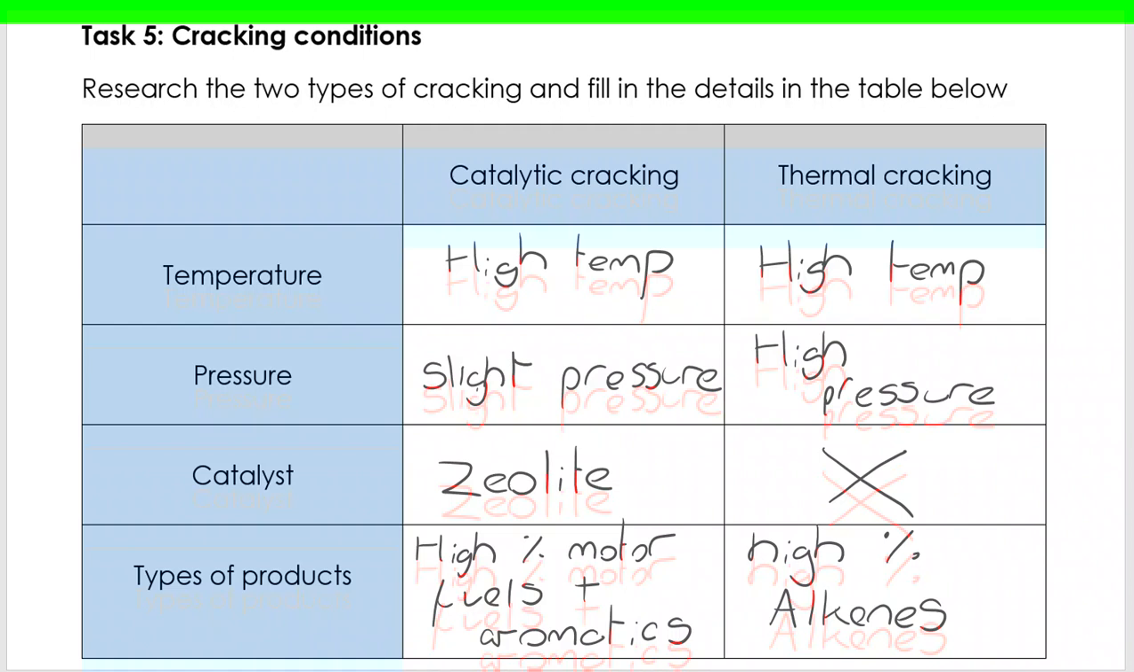One of the things that might come up in cracking is writing equations to show the breakdown of a long compound into shorter molecules. It's always important that you read those questions carefully, have a look at past paper questions, and there are some video examples of those that you can find in the Alkanes playlist where you can get some experience with them.